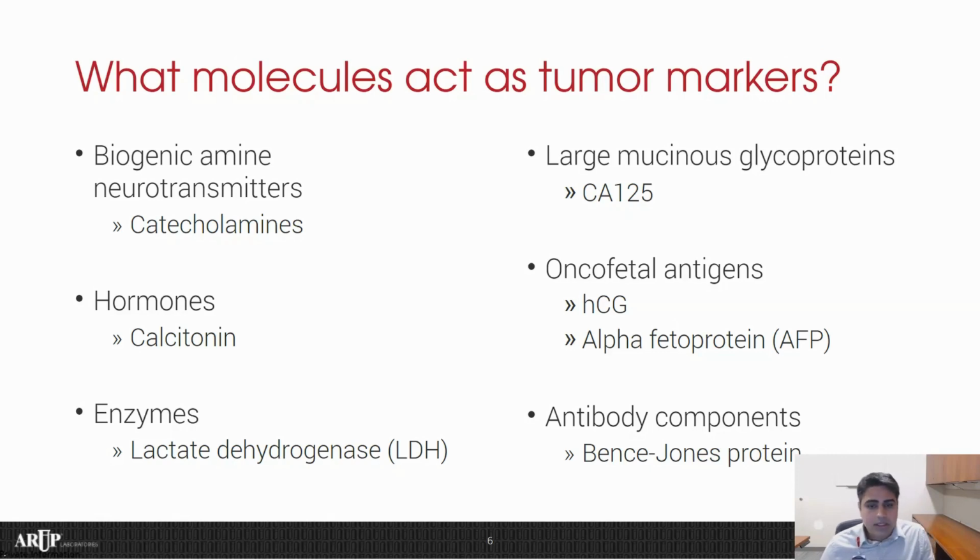So the interesting thing about oncofetal antigens is that these proteins are normally produced during pregnancy by either placenta or by fetal tissues. And after the birth of the baby, the expression of this antigen is turned off unless there is a tumor development. So that's why these are called oncofetal antigens. And the last one on the list is antibody components, such as Bence-Jones protein, as we described earlier.